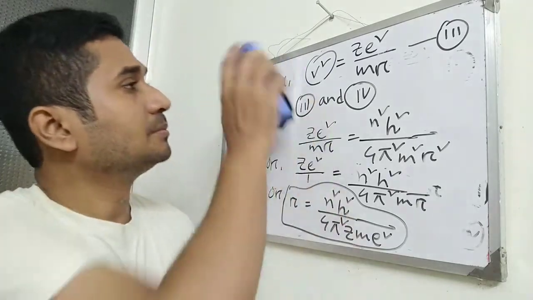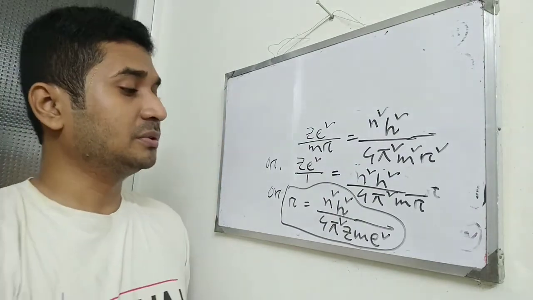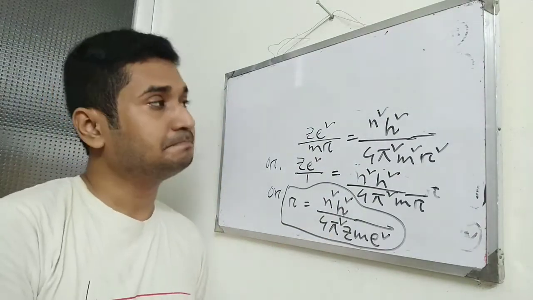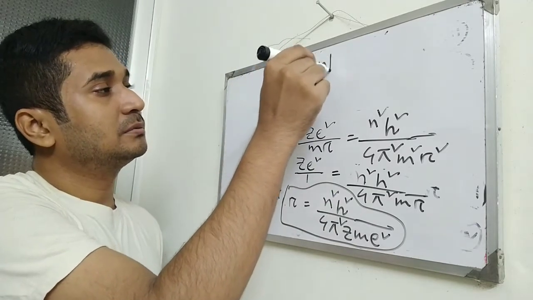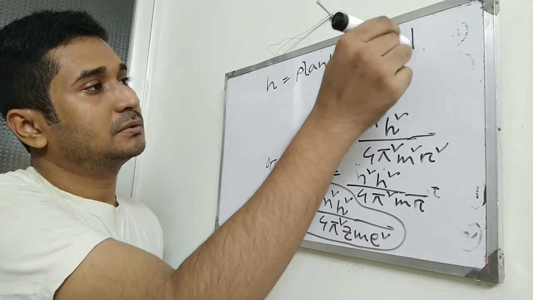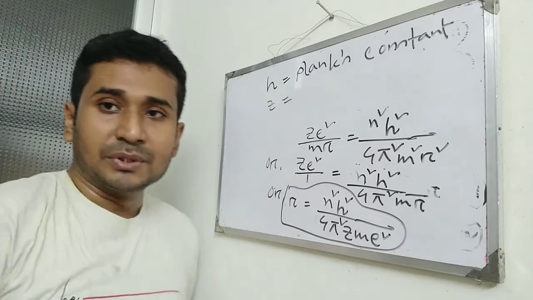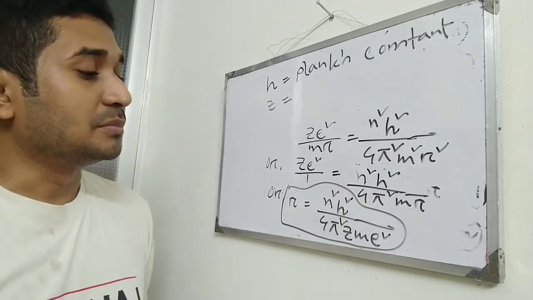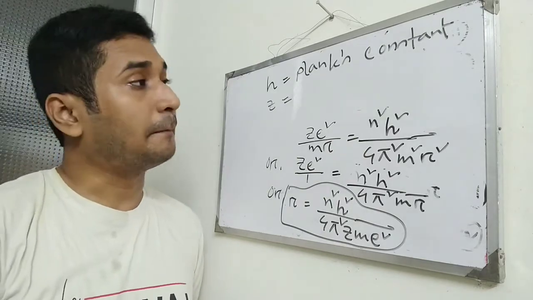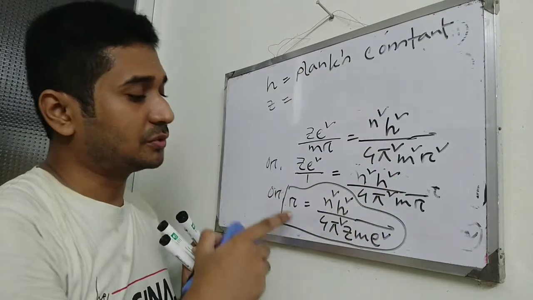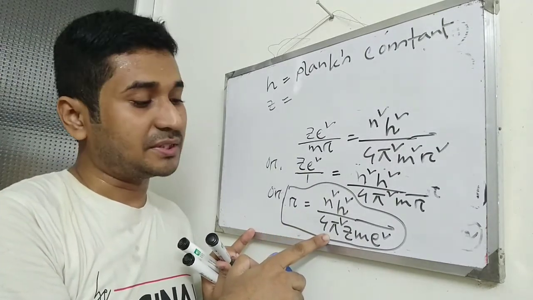So I can describe the equation. You can determine the equation this way. Here r is radius, h is Planck's constant. Okay. Z means atomic number, m means mass of electron, e means charge of electron. Okay, charge of electron. So you can say that r is equal to n square h square by 4 pi square z me square. Okay.